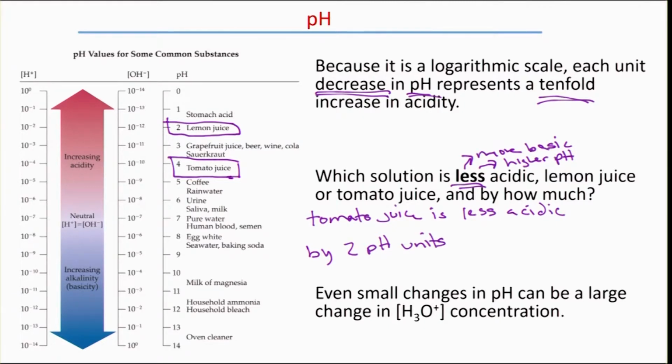Now, each pH unit stands for a 10-fold decrease in acidity. All right, so if it's 2 pH units, that's 10 squared, that's 100 times less acidic. So that should tell you that even small changes in pH stand for very large changes in the concentration.